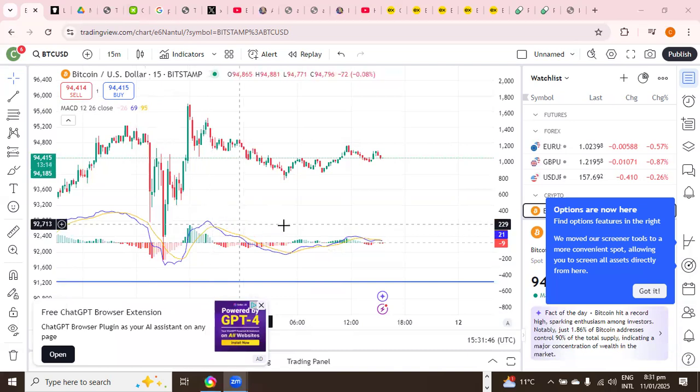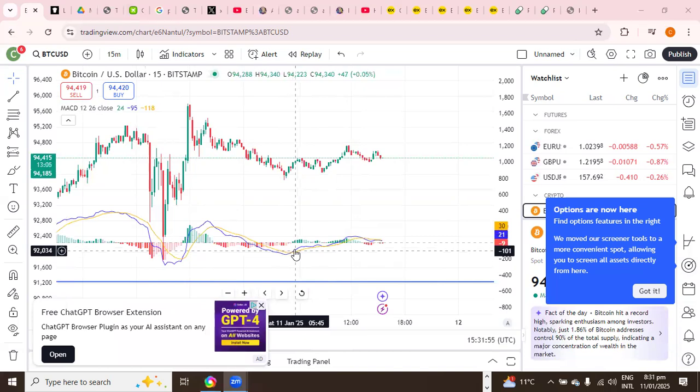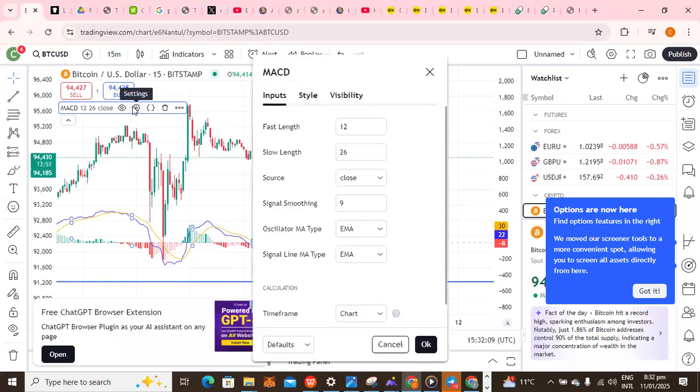Let's just not go into technicality because it would be a long shot. Let's just go into very simple details. If you go into the settings of MACD over here, click the settings. It's not clicking. What happened? Maybe it got stuck.